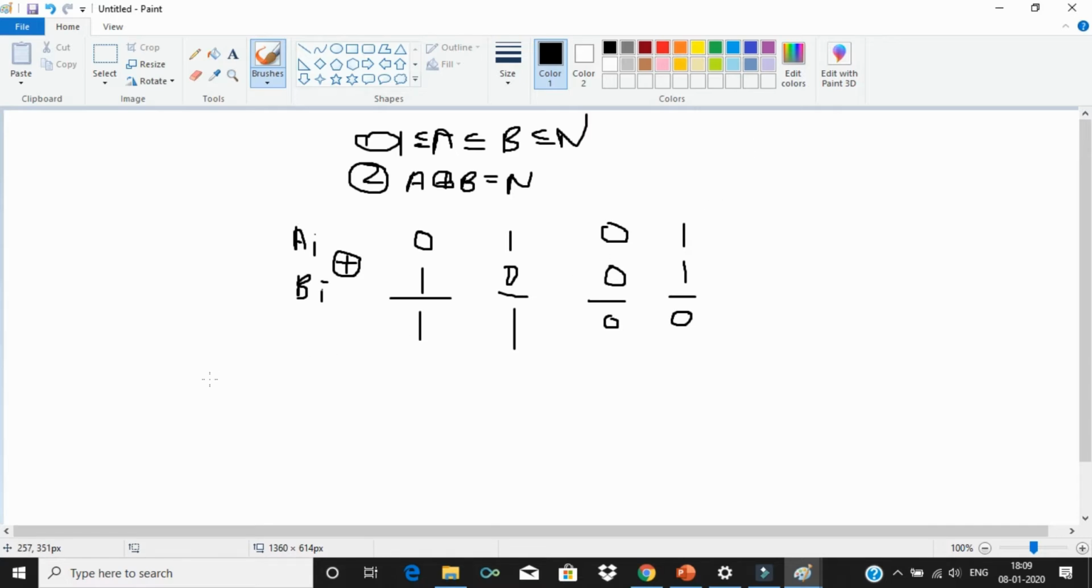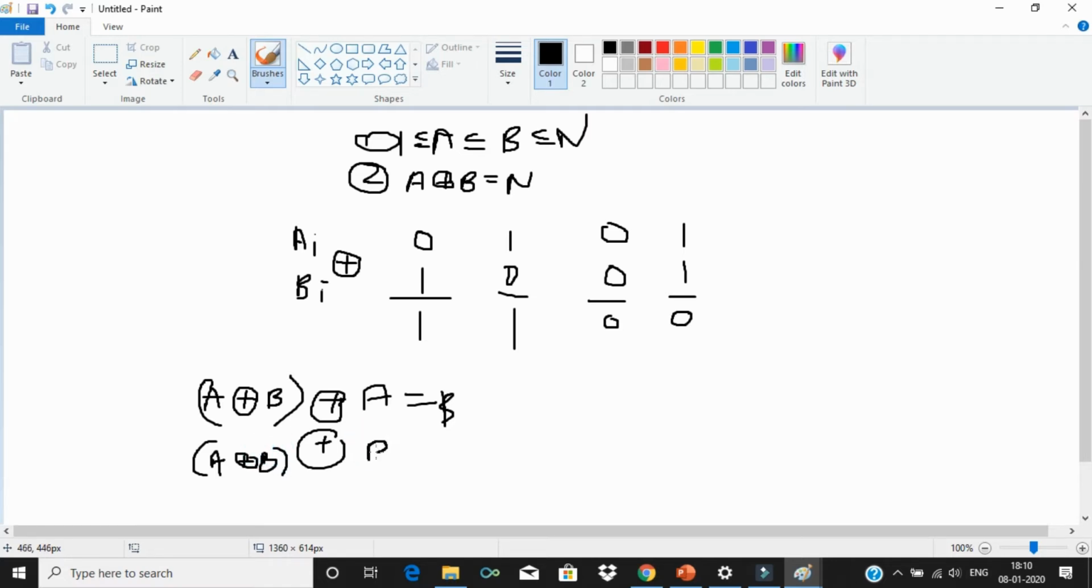And one more property of XOR I want to discuss with you is this: A XOR B, if you XOR it with A, it will give you B, and if you XOR it with B, then you will get A. So this is one more property which can be of some significance in this problem.